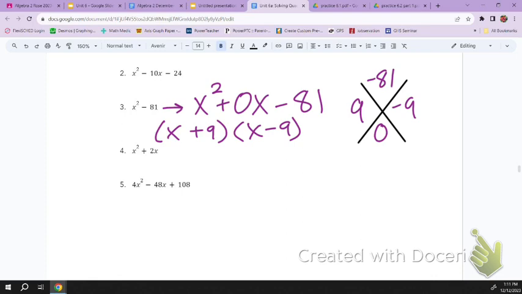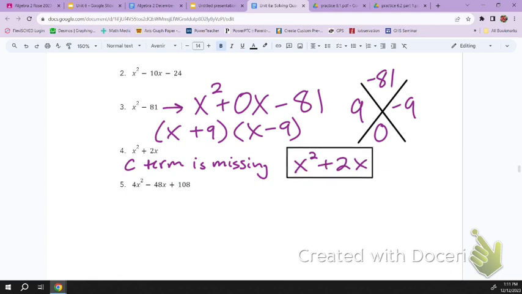What's missing in number 4? What term of standard form is missing? Yep, the C term is missing. So I'm just going to look at what's in common with both of these. And I actually do a reverse box, where I make a box around this. And I think about what goes into both of these. What's in common? Can anyone tell me what's in common with both terms? I'm going to work backwards. Put a 1 by 2 box around it.